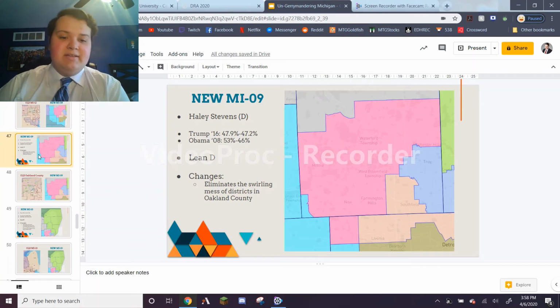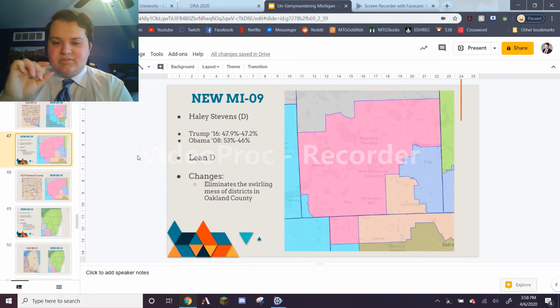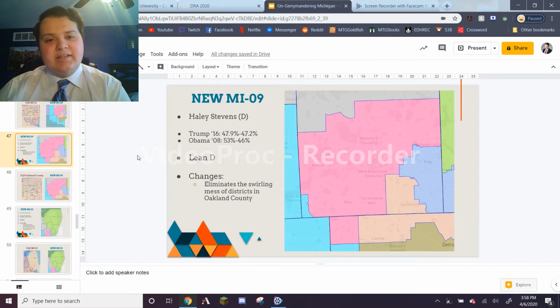Then there is the 9th district. This is most similar to the current 11th. It would probably be represented by Haley Stevens, who lives in Rochester Hills here. It voted for Donald Trump just by a hair, 47.9% to 47.2%, and President Obama 53 to 46. I would consider this a lean D district, if not a likely D district.